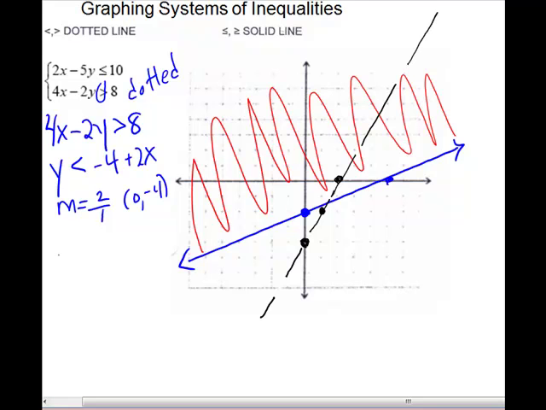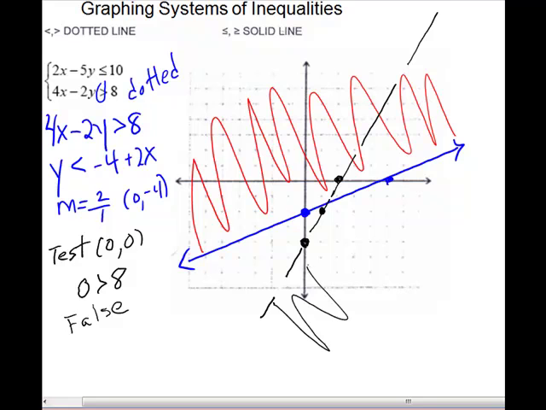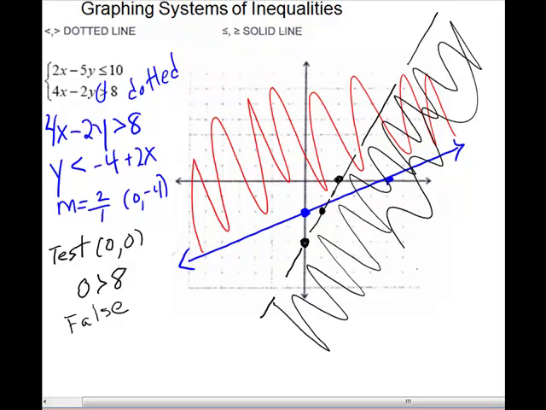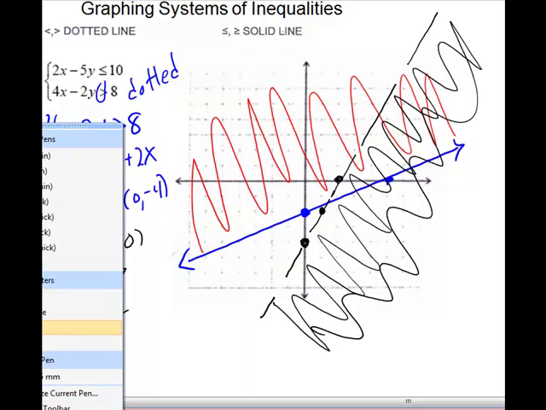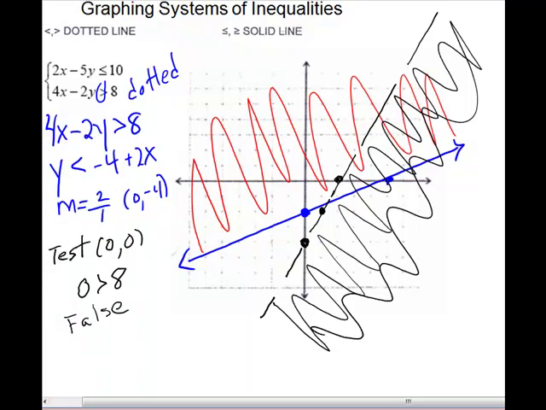We will do the test point. Again, we can try 0, 0 because it's not on that line. When we test 0, 0 in our inequality, 4 times 0 is 0, minus 2 times 0 is 0. So is 0 greater than 8? This time it tests false. So we don't want the side that has 0, 0. So this time we will want the side away from 0, 0. We're going to want all of this side. Then for our whole system, we want the part that has both. So the section that has both is going to be here.